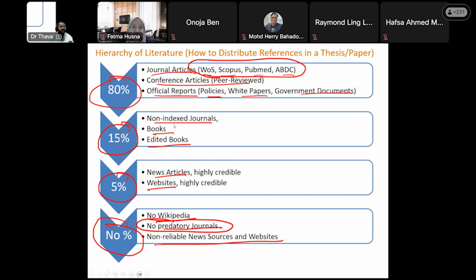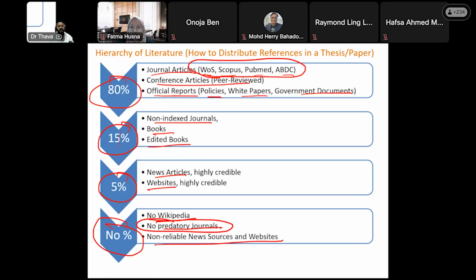You can read here. For example, video interviews all come under this. Reports, news all come under this. Reports and news are not official reports. Official reports are government documents, World Bank, World Health Organization, United Nations, those kinds of things. ABDC is an indexing, a business indexing at the same level as Web of Science. You can check it out.